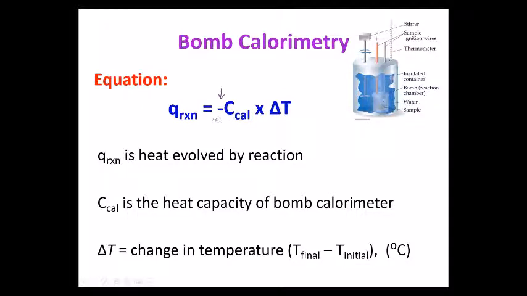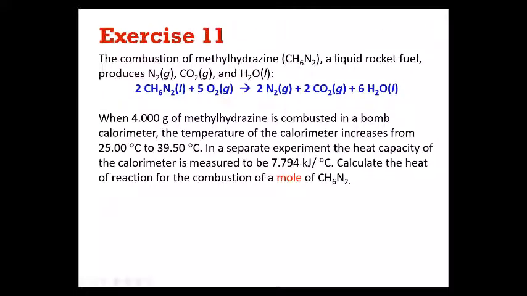So we would use Q reaction equals negative C-cal times delta T here. Let's go ahead and work a problem like this. We're combusting methyl hydrazine, CH6N2, liquid rocket fuel. Here is our balanced reaction of what is happening here. Now, when 4 grams, that's the amount that's put in the chamber here, 4 grams of the methyl hydrazine is combusted in a bomb calorimeter, the temperature increases from 25 to 39.5.